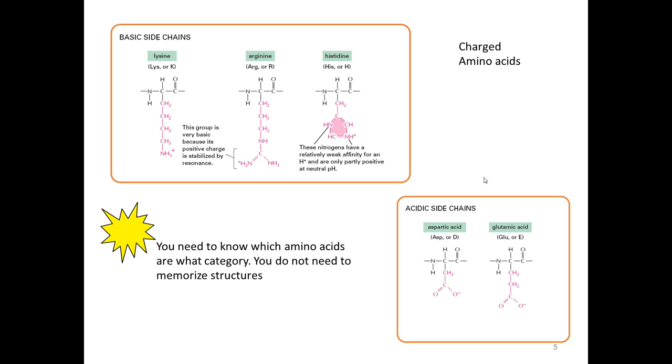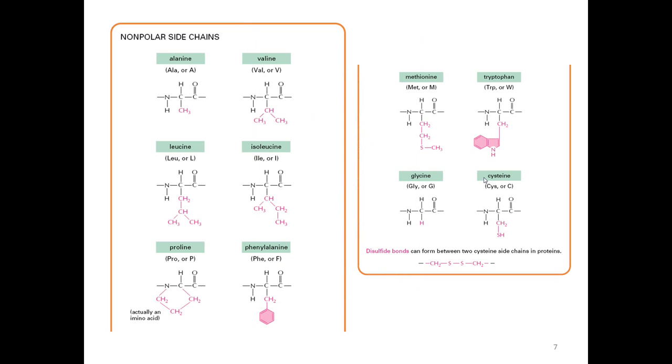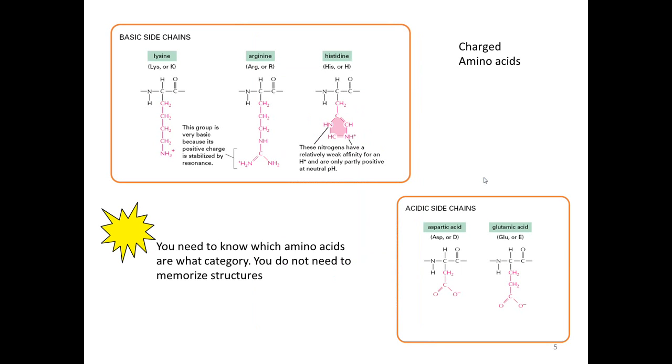Now I'm going to run through different types of amino acids. I'll just flip through charged amino acids, uncharged polar amino acids, and nonpolar or hydrophobic. So we're going to have to remember these three groups. Here are the charged amino acids: lysine, arginine, and histidine. These are all positively charged on their side chain. Histidine can be neutral or positively charged. Acidic side chains: aspartic acid and glutamic acid.